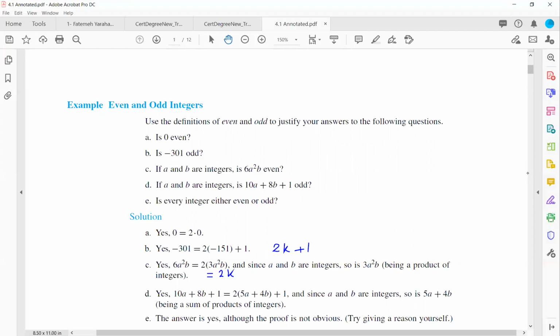How about 10A plus 8B plus 1? If you factor out 2 from the first 2 terms, you have 2k plus 1, which is considered as, by definition, an odd integer. E. So for any integer, guys, we're not talking about real numbers, we're talking about just integers, you can classify those into even or odd. So this is always true.